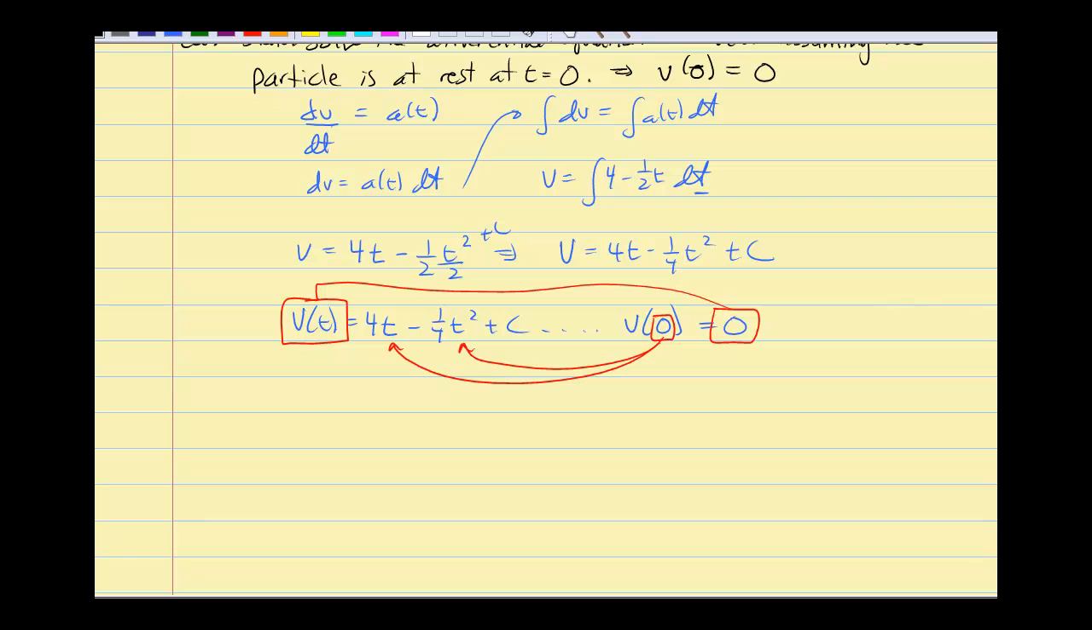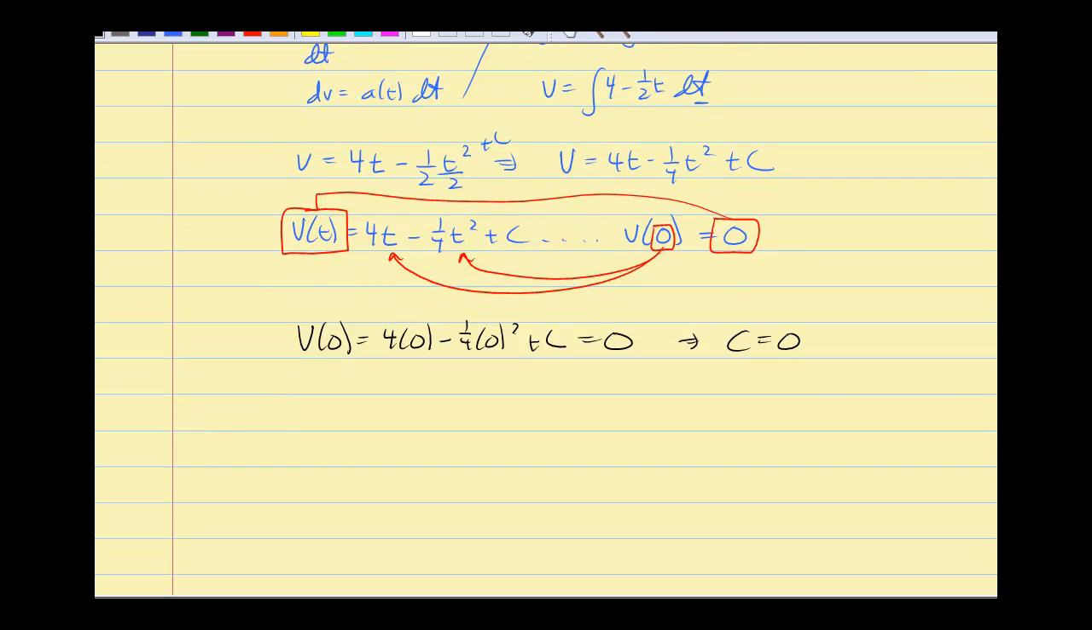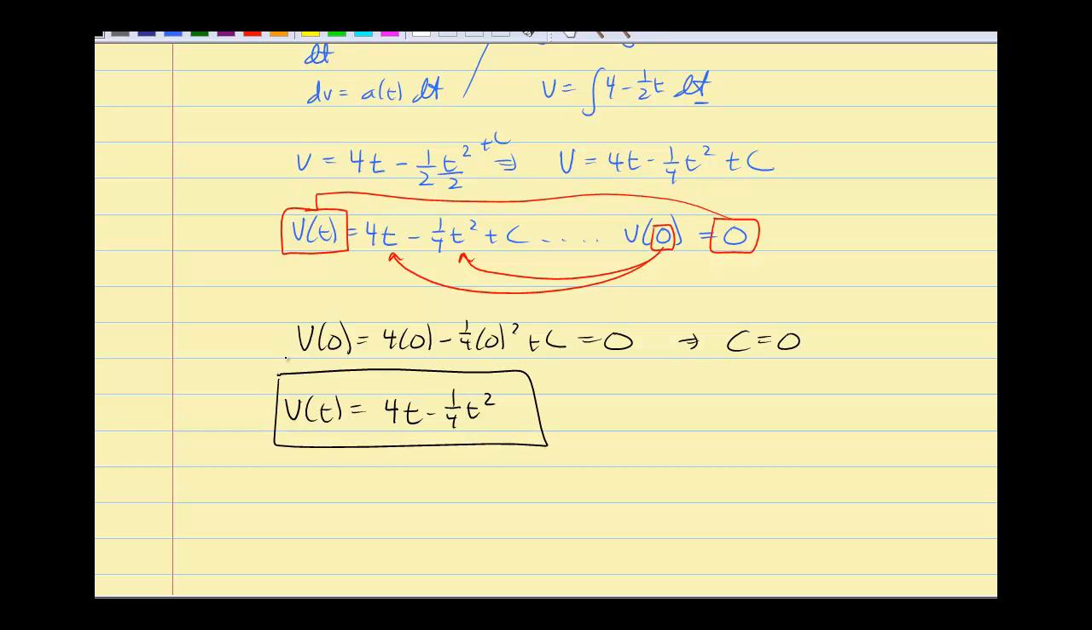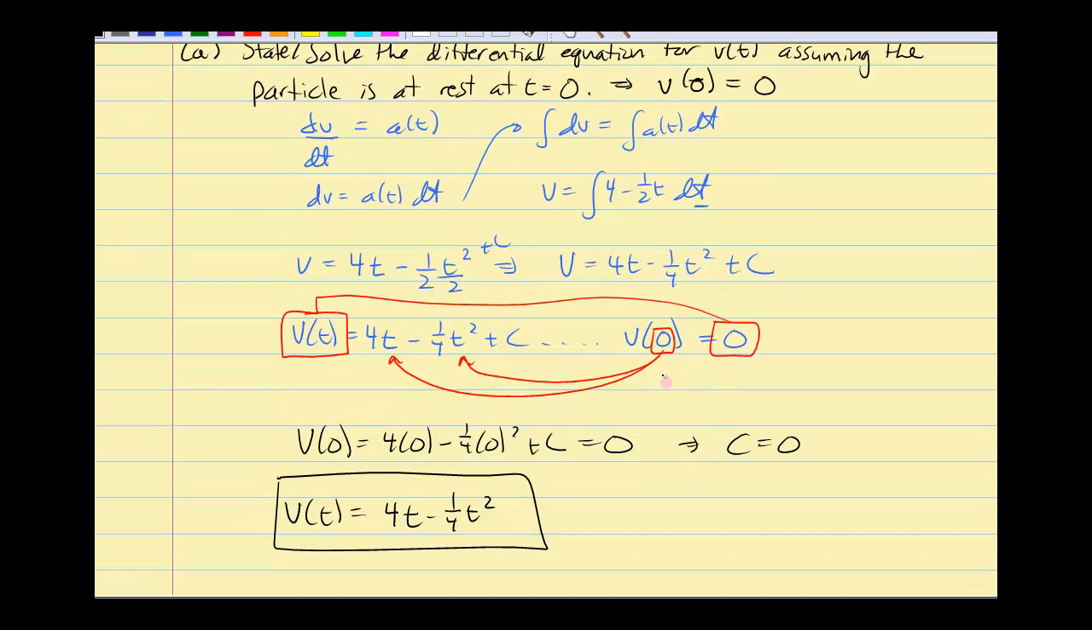So what ends up happening is I get v of 0 is equal to 4 times 0 minus 1/4 times 0 squared plus c. But v of 0, if you'll recall, was 0. So solving here, I just get c equals 0. So this is not a very exciting function. I just get my constant of integration again. So v of t is 4t minus 1/4 t squared, plus my value of c. But we just determined that c was 0, so this is my velocity function. Now this velocity function is only true under these initial conditions. So this is a particular solution to that differential equation.